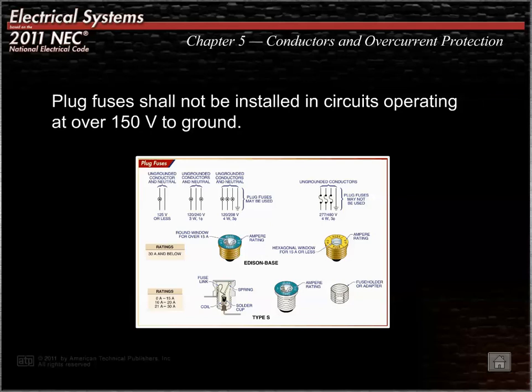All plug fuses shall be marked to indicate their ampere rating. By design, the plug fuse ampere rating is identified by the shape of the window on the fuse. Plug fuses with ampere ratings of 15 amps or less have a hexagonal window, while those with ratings greater than 15 amps have a round window. The 2 basic types of plug fuses are the Edison base fuse and the type S fuse.